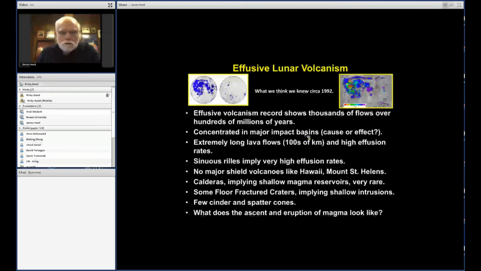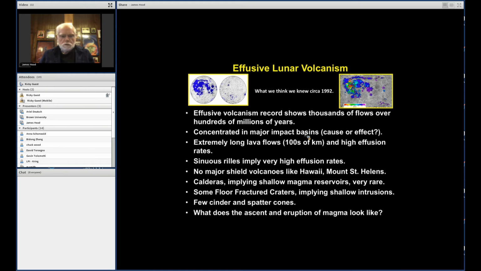So let's think about what we knew about 1992 about effusive lunar volcanism. First of all, we knew that there were thousands of flows over hundreds of millions of years. The work of Hiesinger and colleagues was beginning to really show that throughout the moon. And it's concentrated in major impact basins. So this is clear: Mare Imbrium, you can see in the upper right-hand corner, Serenitatis, Tranquillitatis.